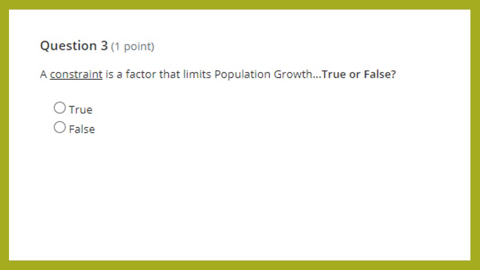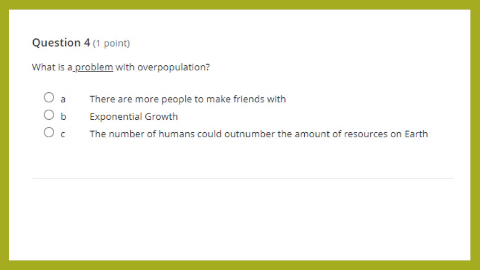What is a problem or something negative or bad with overpopulation? A, there are more people to make friends with. B, exponential growth. Or C, the number of humans could outnumber the amount of resources on Earth. So if it's a problem, we're looking for something negative. So try to find, I would say, the most negative thing from option A through C.